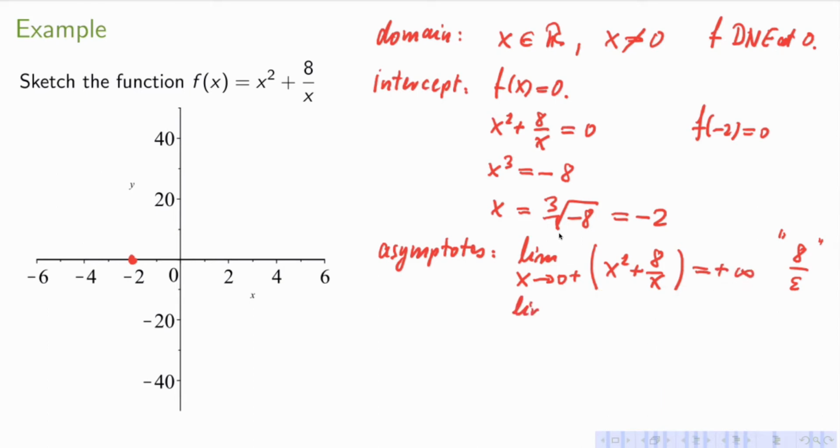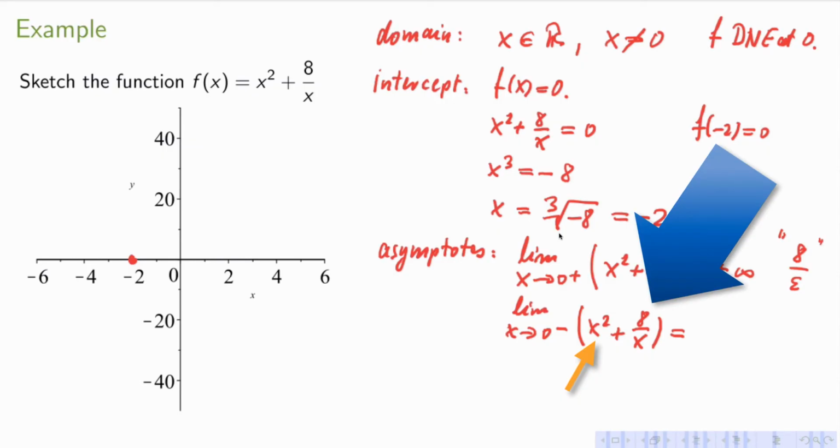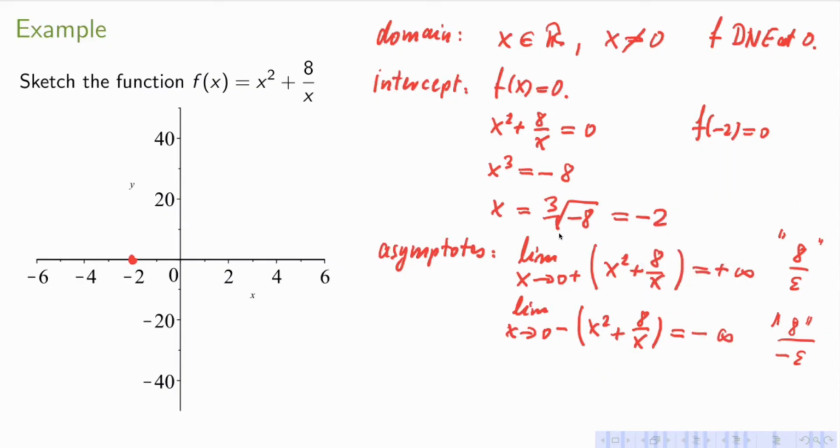And the other limit, x goes to 0 from the left, of x squared plus 8 divided by x. Here again the x squared term is really super small, but the 8 divided by x term is really super big. But now x is negative, so 8 divided by x is also negative. This is of the form 8 divided by minus epsilon, so this goes to minus infinity. So we have a vertical asymptote at 0. And the function comes from here somehow, and then it comes from here as well. So these are things we found from the function f.